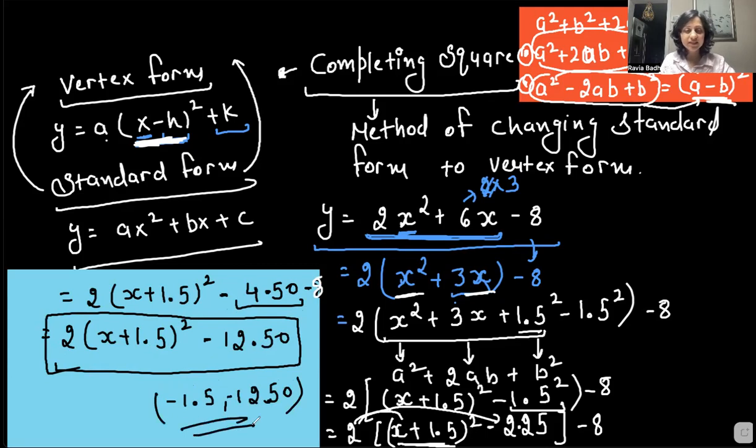So what does the vertex tell us? It just tells us what is the minimum point of my parabola.